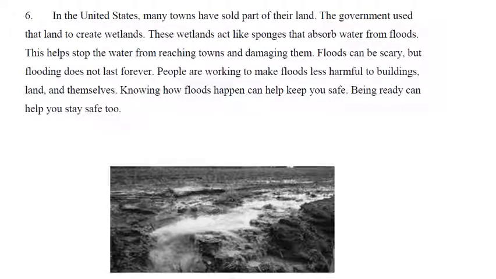In the United States, many towns have sold part of their land. The government used that land to create wetlands. These wetlands act like sponges that absorb water from floods. This helps stop the water from reaching towns and damaging them. Floods can be scary, but flooding does not last forever. People are working to make floods less harmful to buildings, land, and themselves. Knowing how floods happen can help keep you safe. Being ready can help you stay safe too.